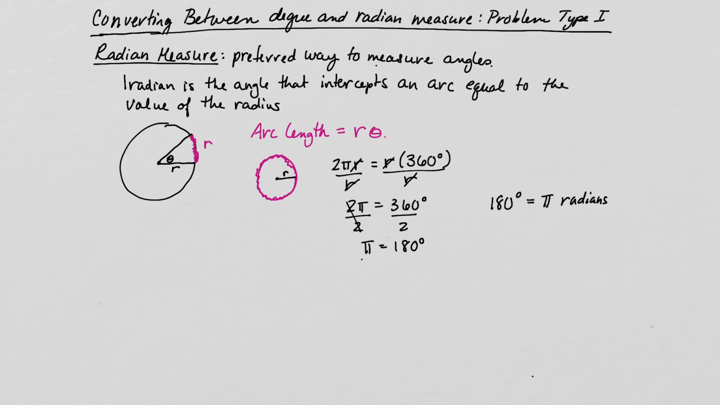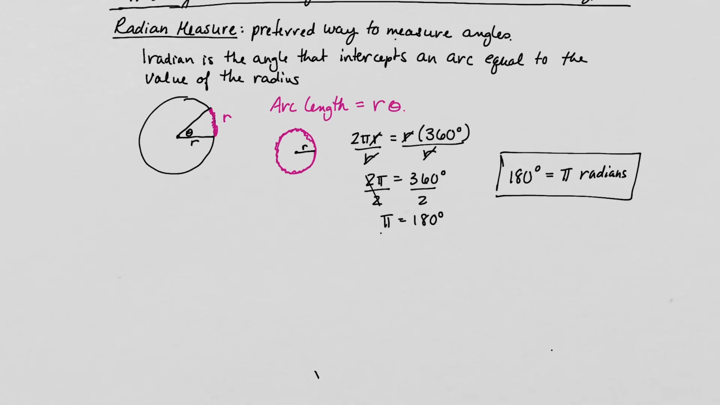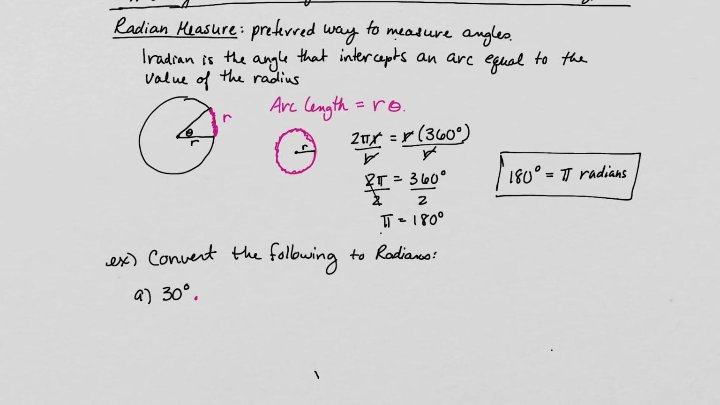So everything I did so far was just to show you what radians are. This is the most important piece and the only piece you really need to know, and that is the conversion factor. So for example, if I want to convert the following angles to radians, suppose we take 30 degrees. I want to convert it to radians, so I'm going to multiply by pi radians over 180 degrees.